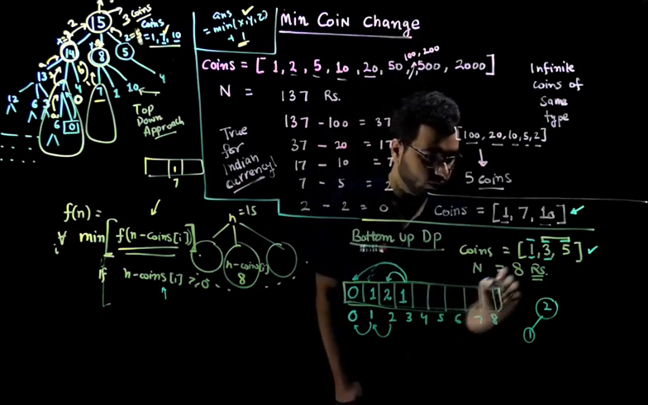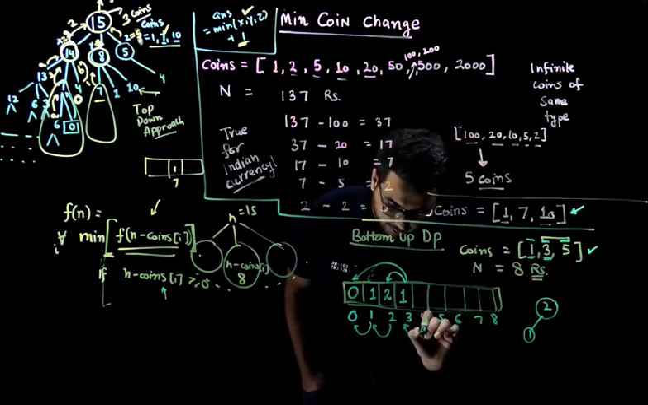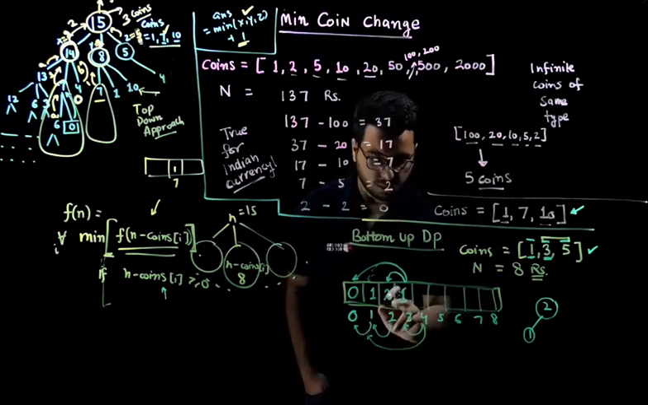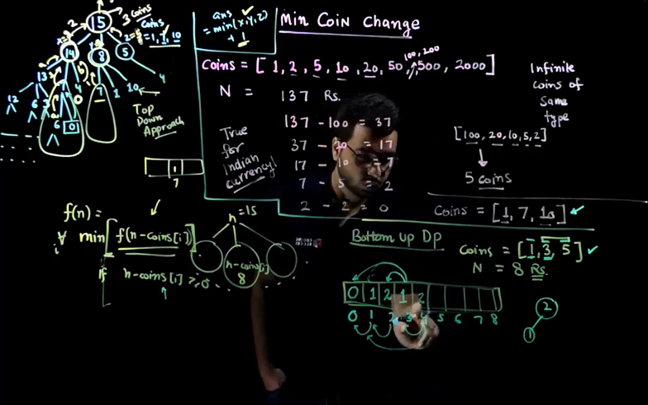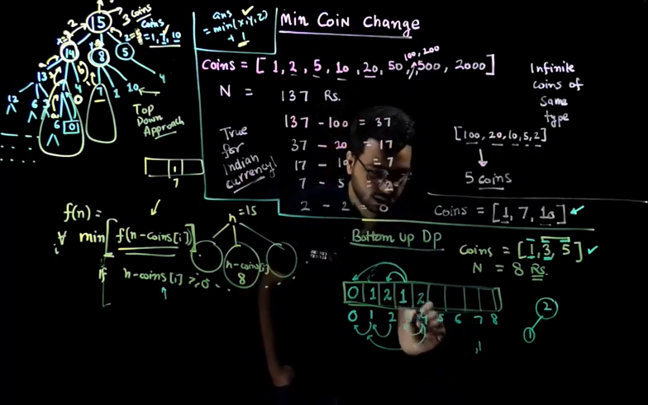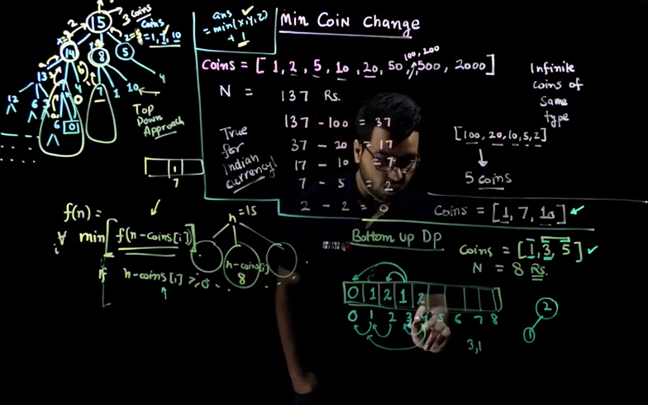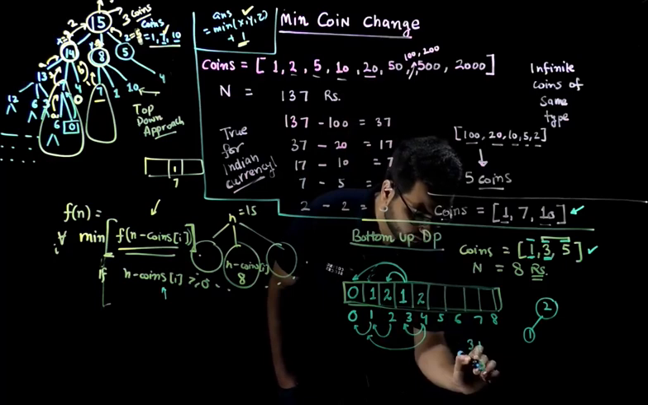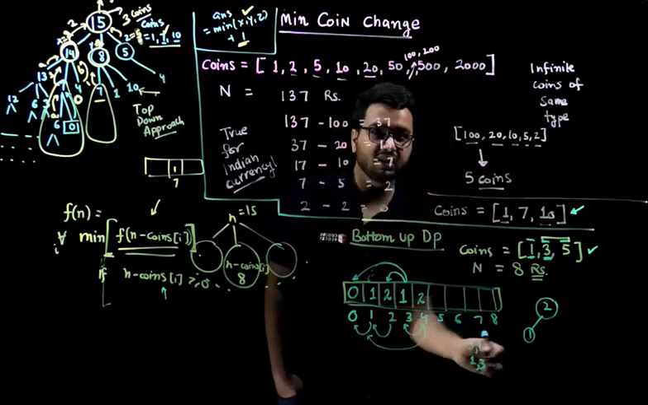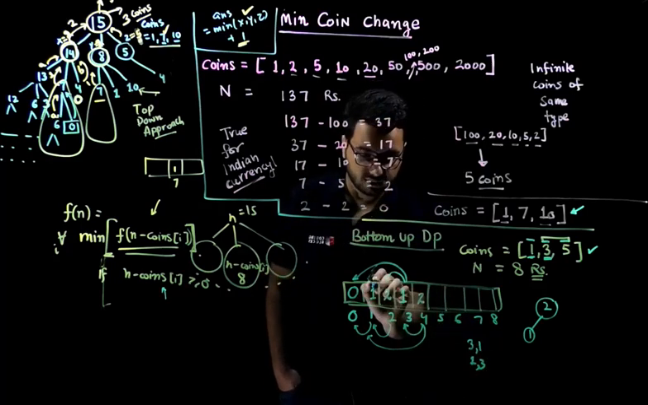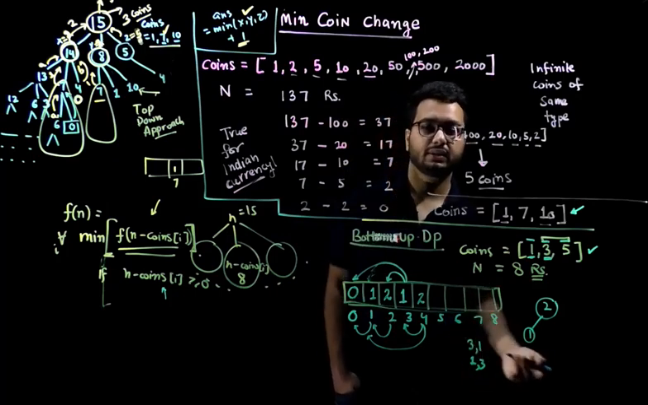For n equals 4, you can pick 1, you can pick 3. So if you pick 1, you end up here. If you pick 3, you end up here. So minimum of 1 and 1 is 1 plus 1, which is 2. So what it is saying is, if you go to 3, you pick a 1 rupee coin, and to make 3, you pick a 3 rupee coin. Or you can first pick a 3 rupee coin, you end up at 1, and at 1 you pick a 1 rupee coin. So in both of these cases, you will need 2 coins. You pick 3 followed by 1, or you pick 1 followed by 3.